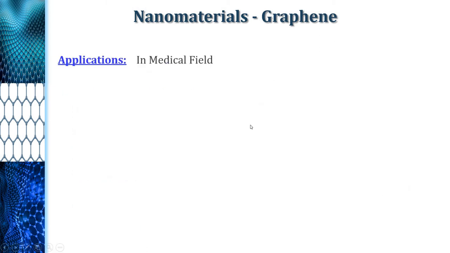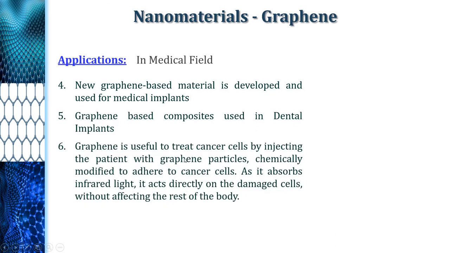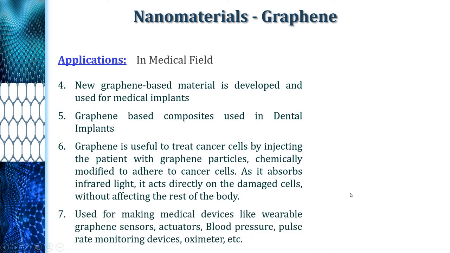Then let us see the applications of graphene in the medical field. New graphene-based materials are developed. The composites are used in medical implants and dental implants. Graphene is also used for the treatment of cancer. It absorbs infrared radiation and acts directly on the damaged cells without affecting the rest of the body, so it affects only the cancer tissues.